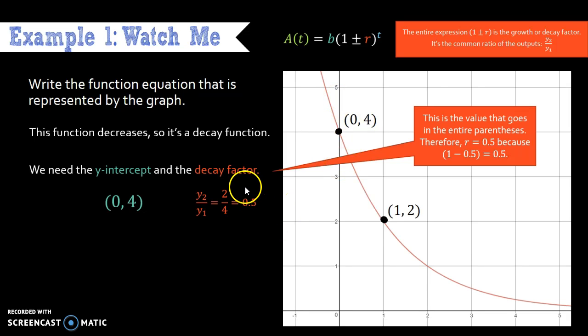Remember also that your decay factor is the entire thing in parentheses. So 1 minus 1/2, because we're subtracting because it's decay. That would leave us with 1/2. So that entire value in parentheses is going to be 1/2 or 0.5. Forgot to mention that. When we put all the pieces together, it looks like this. Our output is equal to 4 times our entire decay rate right here to the t power.